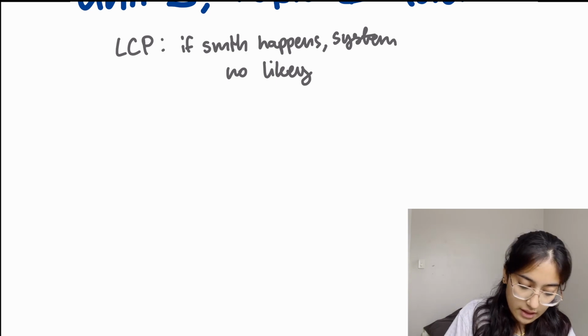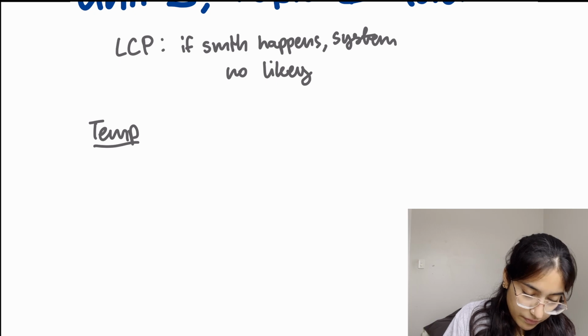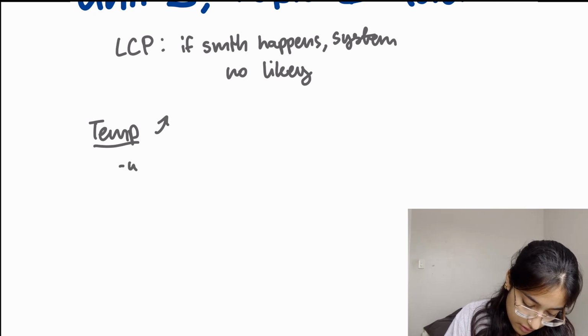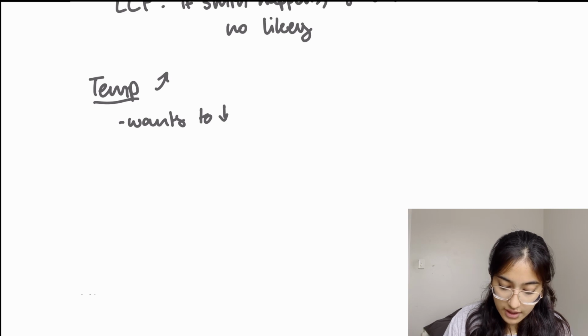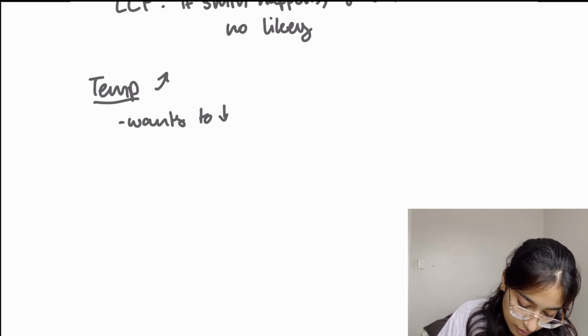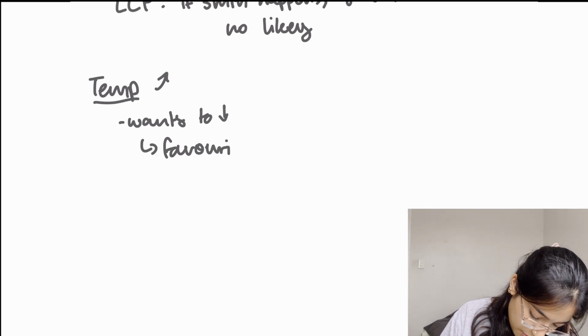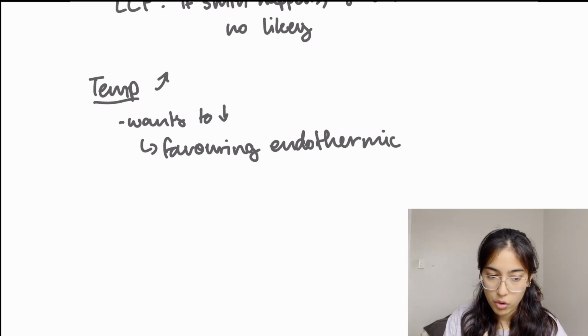If you increase the temperature, that's our first one. If you increase temperature, then the system wants to decrease temperature, and it does that by favoring the reaction which is endothermic. So whichever reaction is the endothermic one, and remember from last video, we learned that endothermic reactions are the ones which take away heat, right? They use up more heat.